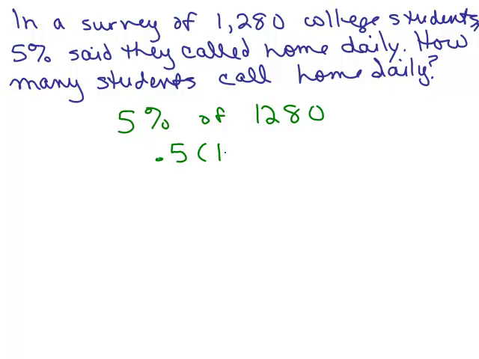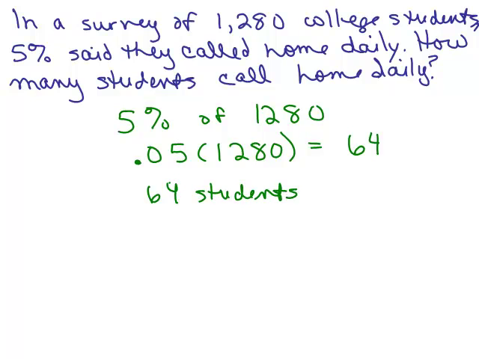You could use a calculator, or you could do it out, doing regular old multiplication, side work. So, oops, this is not 0.5, it's 0.05, right? Because you have to move the decimal 2 to the left. And so then we multiply this out, and you should get 64. Okay, so if you use a calculator, you can get 64. If you got out a piece of paper and did the long multiplication, you should get 64. So 64 students call home daily, right?